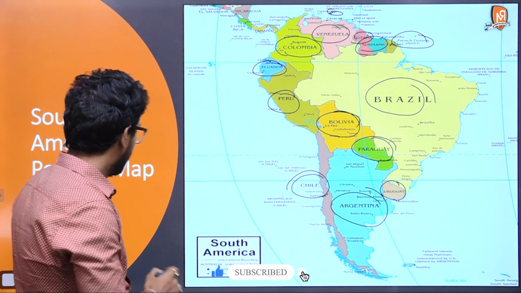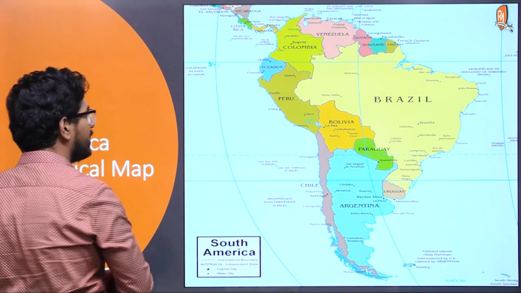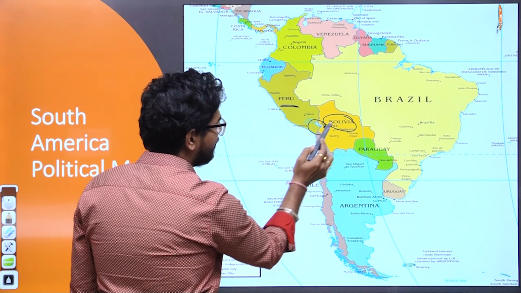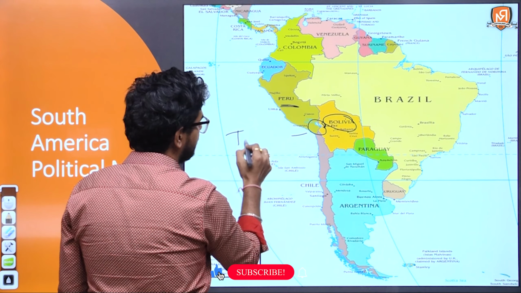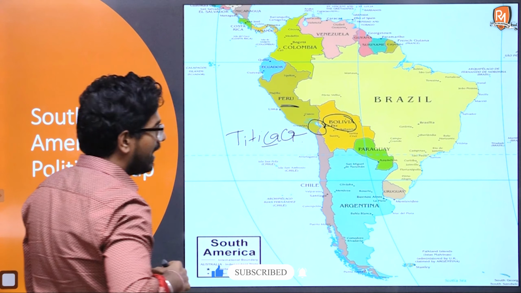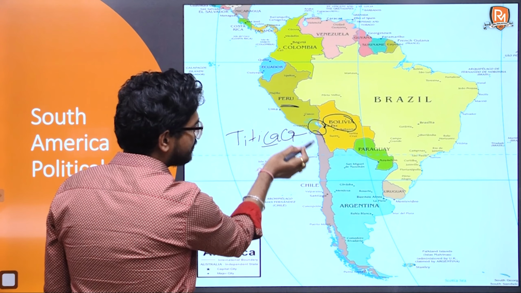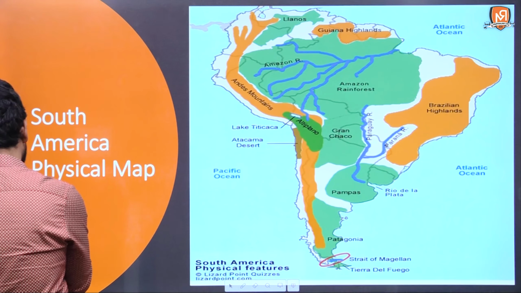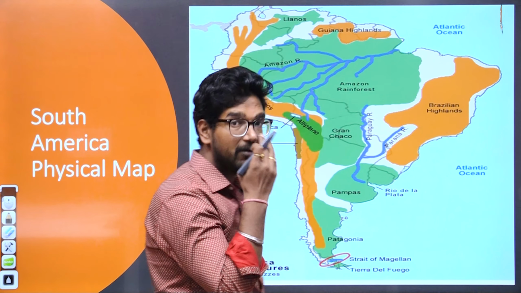Now we have one important lake located in this area. Here on the border of Peru and Bolivia, we have Lake Titicaca. And almost here only we have one of the driest deserts of the world. We will talk about that also. Let's talk about the physical map now.